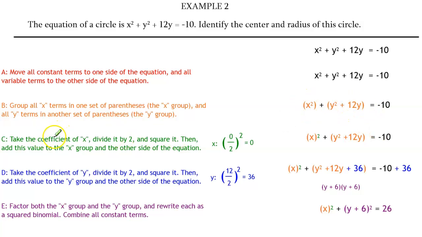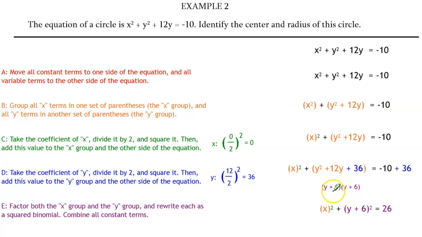The next thing I'm going to do in green is take the coefficient of x and divide it by 2 and square it. Well, there's no x term here. There's an x squared, but there's no x term. So 0 divided by 2 squared is just 0. I'm not adding nothing to nowhere. Then the coefficient of y is a little bit more straightforward. 12 divided by 2 squared is 36. I add 36 to both sides.